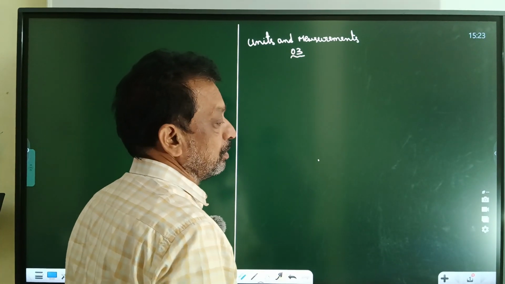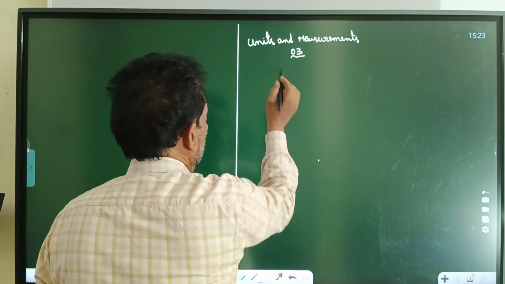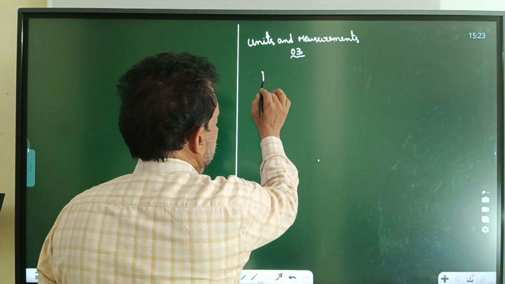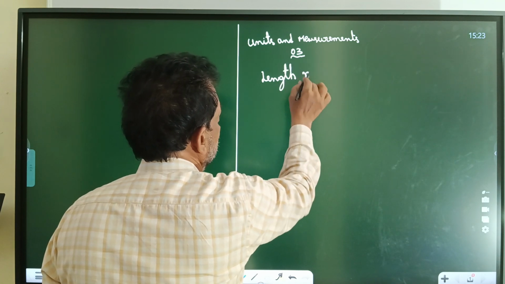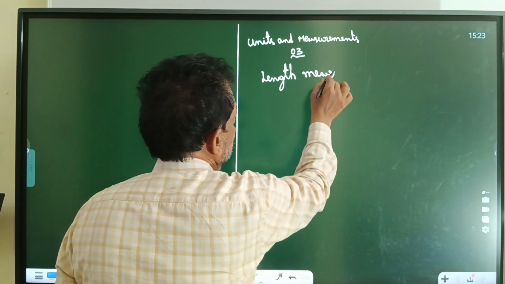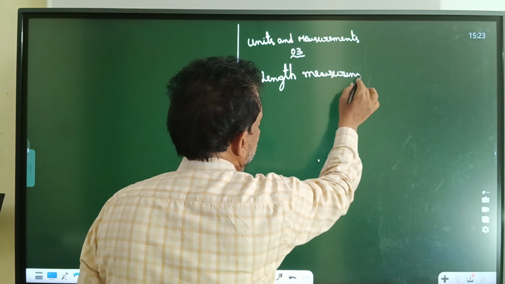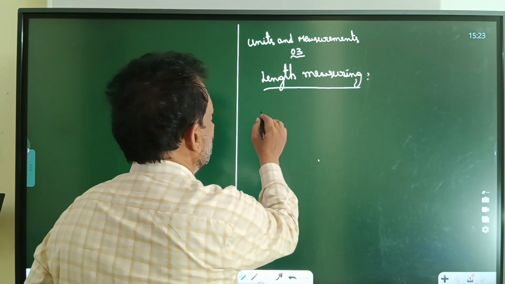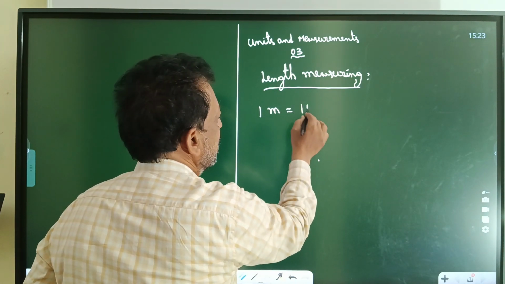So now we are going to discuss measuring what we call the length in units and measurements. Length measuring. So in length measuring, 1 meter is equal to 100 centimeter.